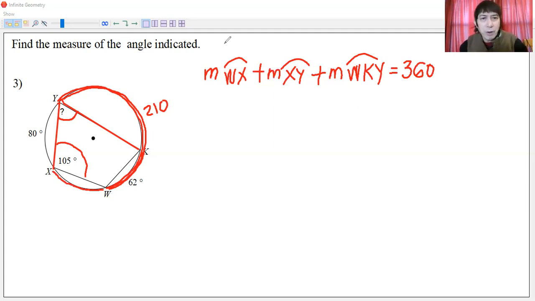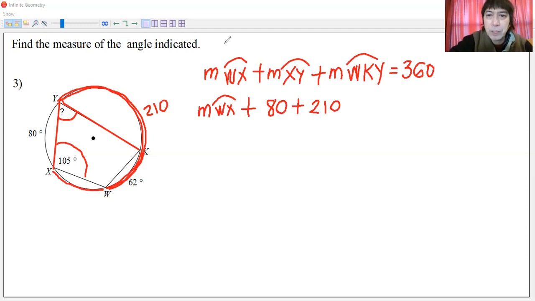All right, so let's go around it once more. WX, the measure of the arc WX, which is the unknown, plus the measure of XY, which is given at 80 degrees, plus the measure of WKY, which we computed, that's double of 105, that's 210. That completes the circle, which is equivalent to 360. Okay, all right, so we shall combine like terms. 80 and 210, that's 290.